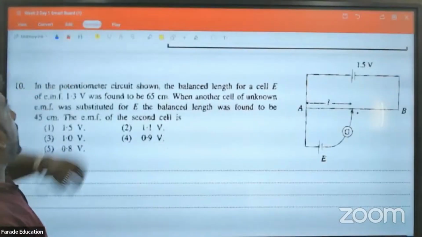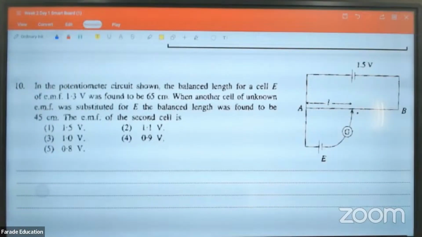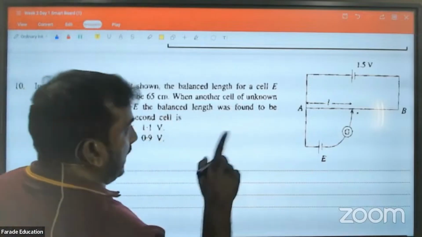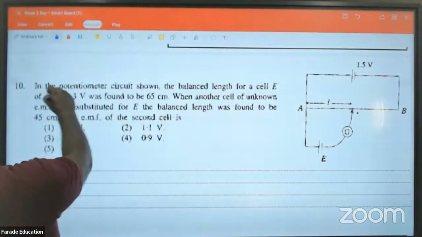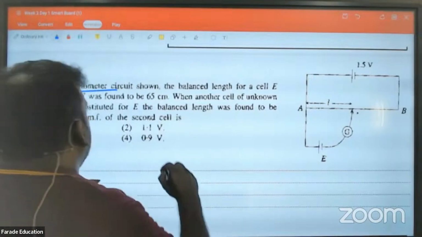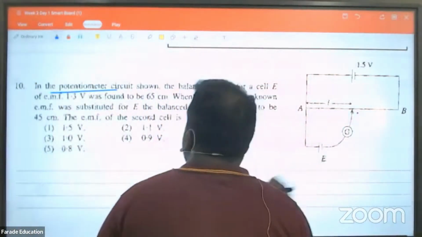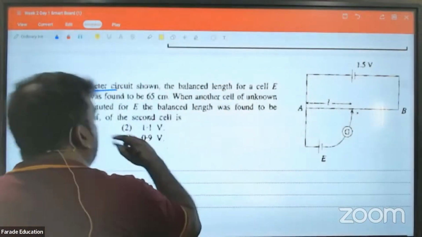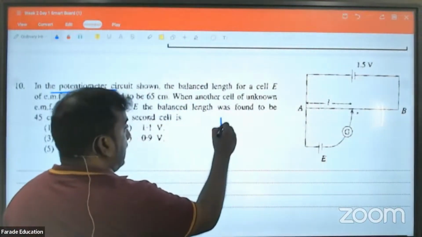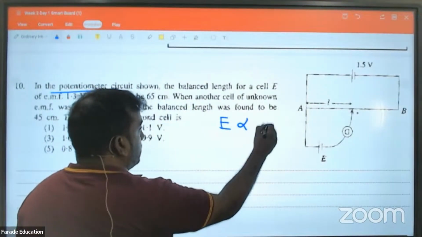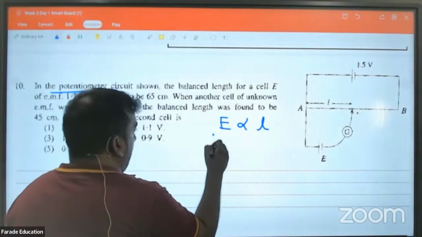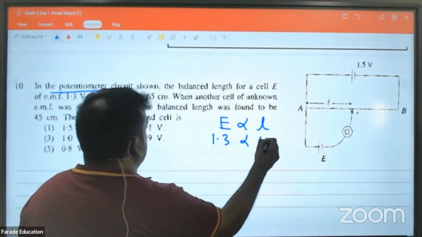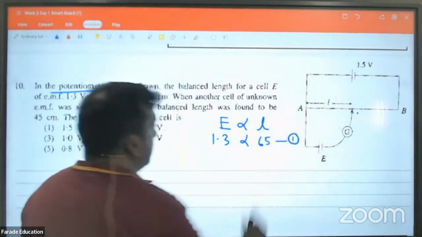Potentiometer. Look at the board. We have done this in the 2011 question paper as well. In the potentiometer, the balance length for EMF 1.3 was found to be 65. If you can remember the theory, balancing length is proportional to the EMF. So 1.3 is proportional to 65 centimeter, equation number 1.